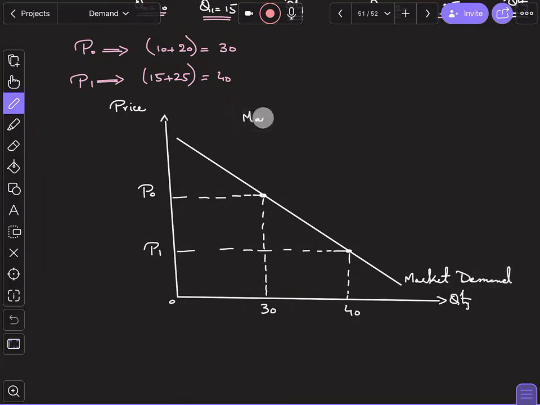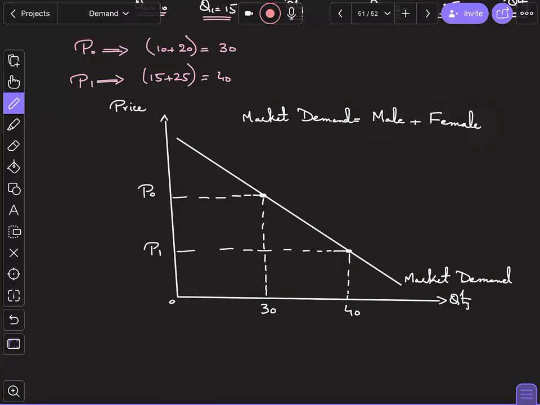Or market demand is equal to male plus female customers' demand. You will find market demand through horizontal summation. So in this example, we already segmented the market into two types. One is your male customers and the other one is your female customers.